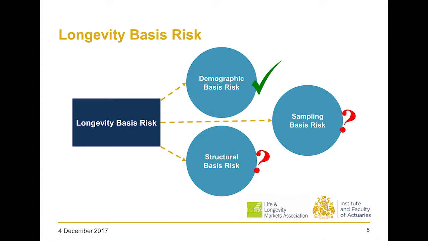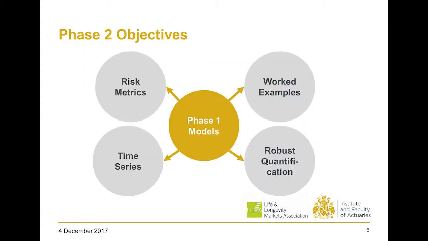Phase 1 of this project has provided a framework for modeling demographic basis risk. The current Phase 2 takes all three risk components into account. Phase 2 has four main objectives. First, to determine the most relevant metrics for measuring longevity basis risk and hedge effectiveness. Second, to apply the framework developed in Phase 1 to realistic worked examples using appropriate data. Third, to present a robust quantification of basis risk to third parties like regulators. And fourth, to investigate the limitations of the time series processes.